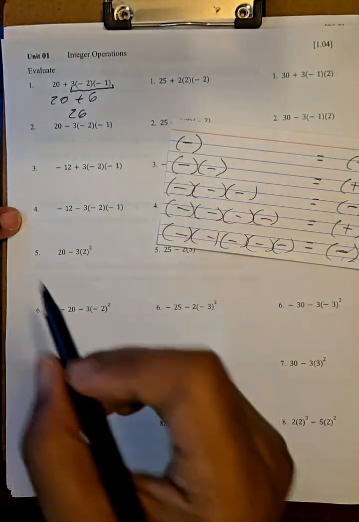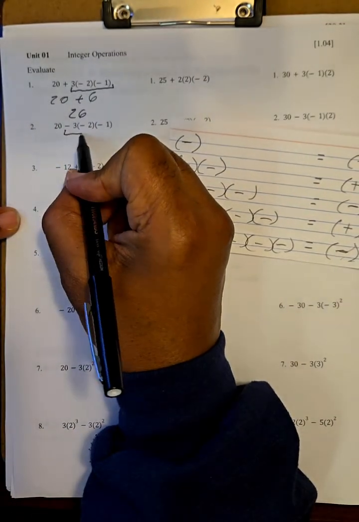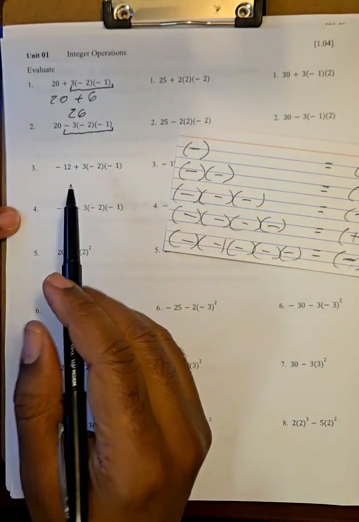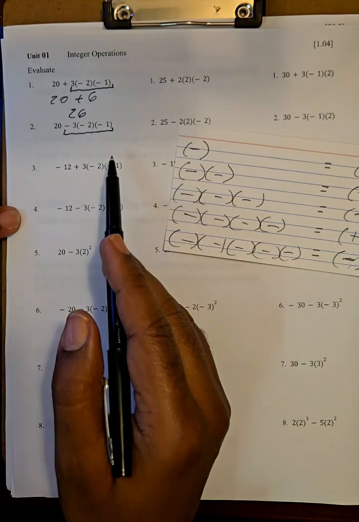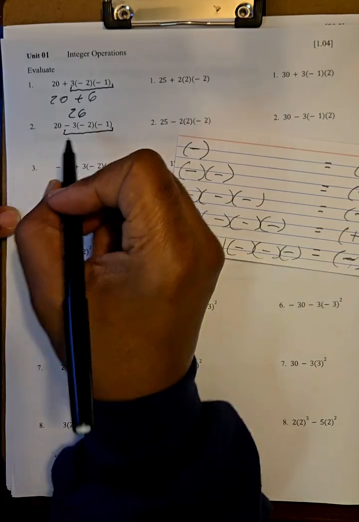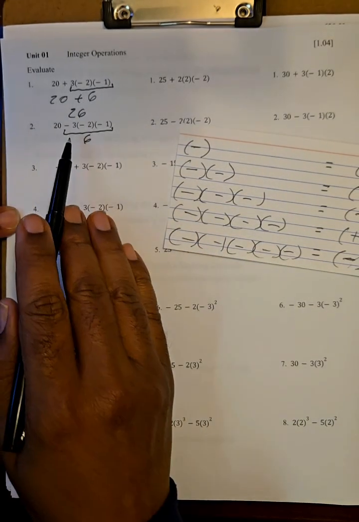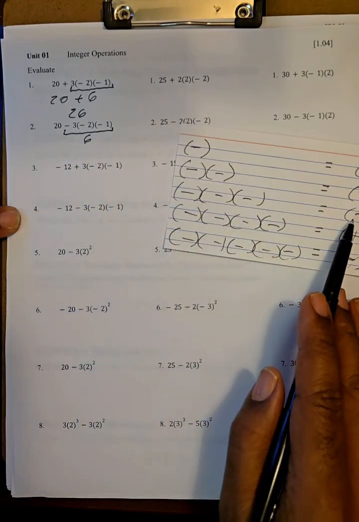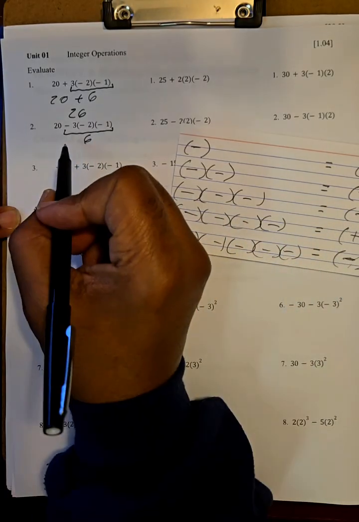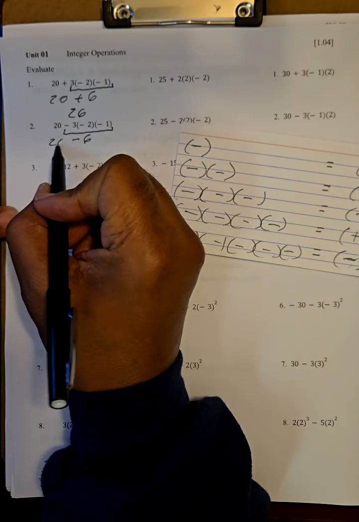Okay, next we have multiplication right here. 3 times 2 times 1. 3 times 2 times 1 is going to be 6. There's a total of 3 negatives in this process. So 3 negatives means that the final answer or product is going to be negative. So it's going to be a -6, and we'll bring down the 20.